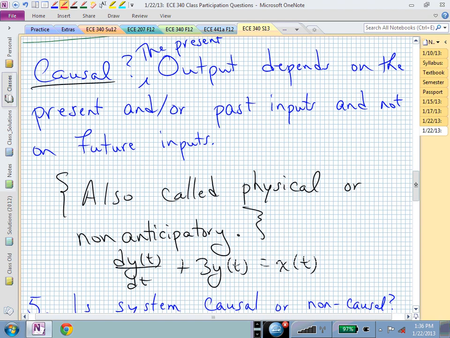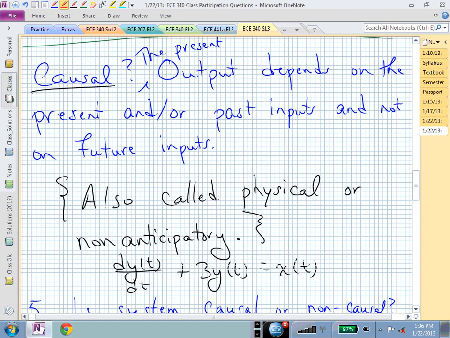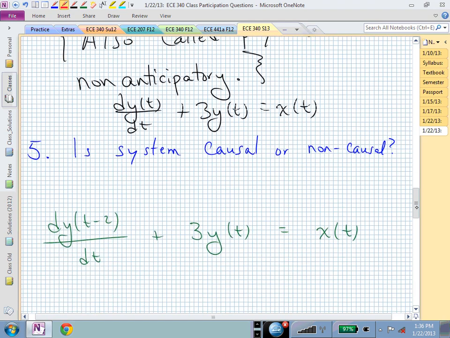You could also call that a physical or non-anticipatory system if it's causal. This is a causal system. I inject an input x. It's a little bit fuzzy, but it's okay. It produces an output y at the same time and the derivative of the output at the same time. Is this system causal or non-causal?